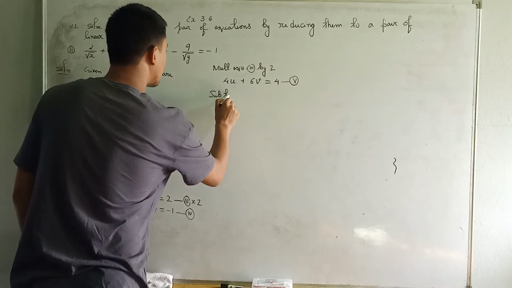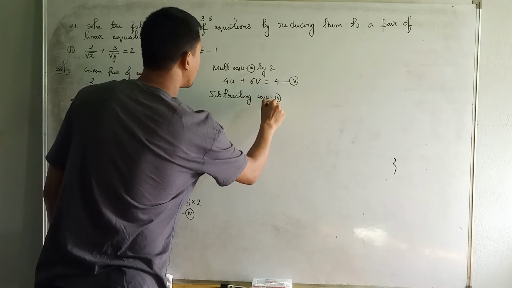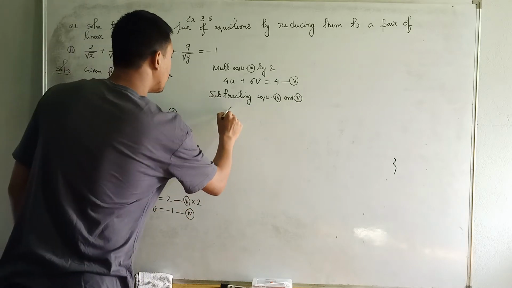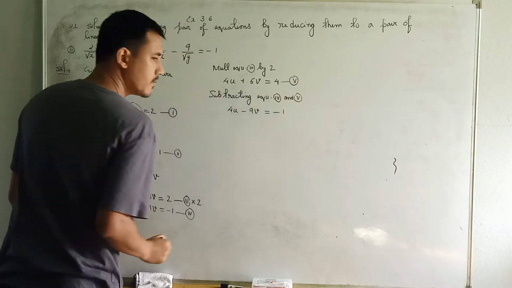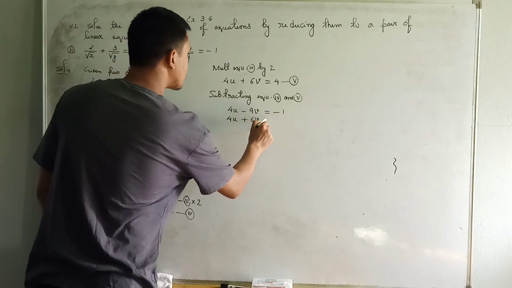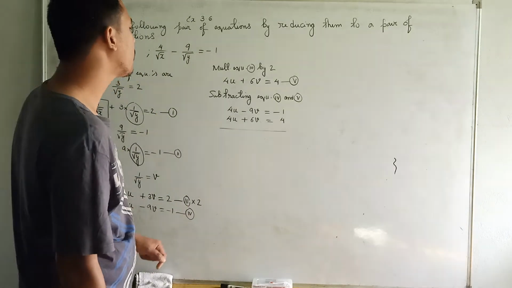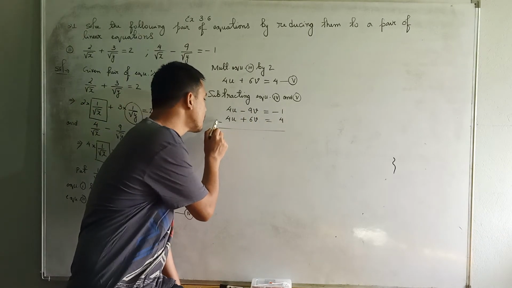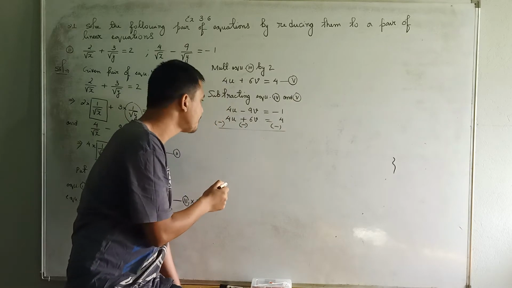So, subtracting equation 4 and 5. Here equation 4: 4u minus 9v is equal to minus 1. And your equation 5: 4u plus 6v is equal to 4. I'm subtracting. Subtraction means we change the sign of the second, lower equation. So since this is positive, we make it negative. This is positive, so we make it negative, right?